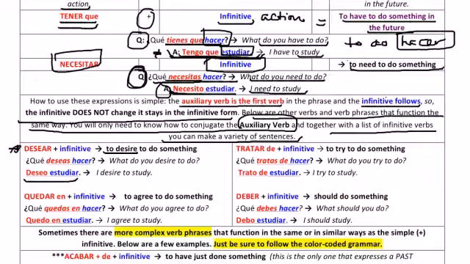How about quedar? Quedar is to agree to do something. Quedar en. ¿Qué quedas en hacer? Quedo en estudiar. Another one, tratar de, which means to try to do something. ¿Qué tratas de hacer? Trato de estudiar.